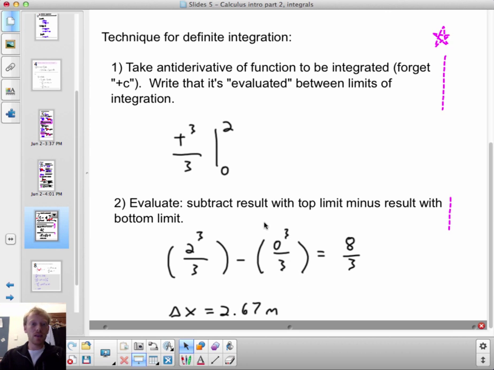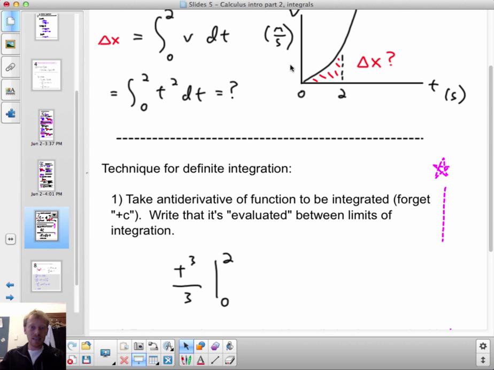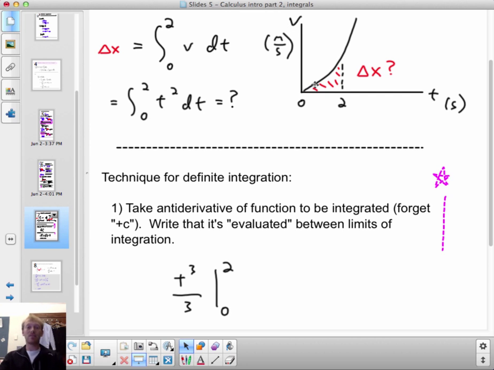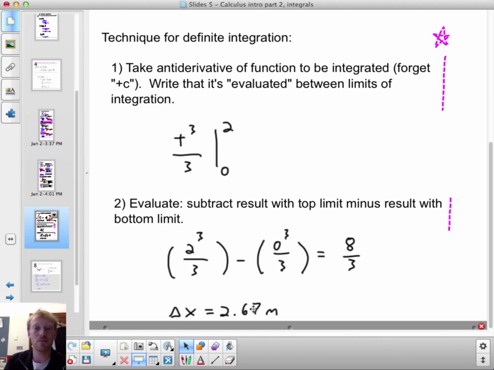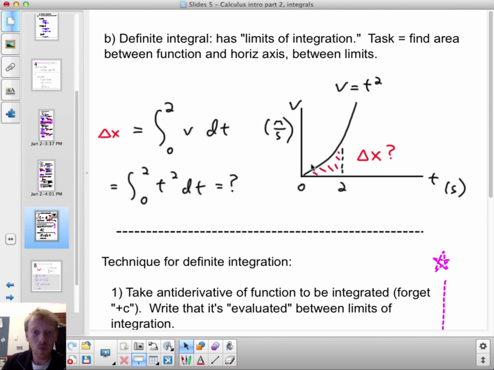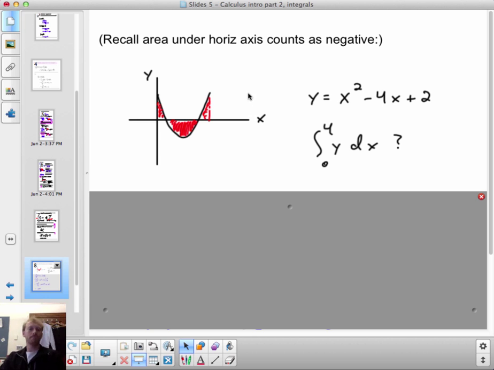All right, so the displacement, the area of this velocity time curve between t equals 0 and t equals 2, is 2.67 meters. Hey, that's really cool. We just found out the area under that curvy function using this new skill that I have presented. Let's do it some more.